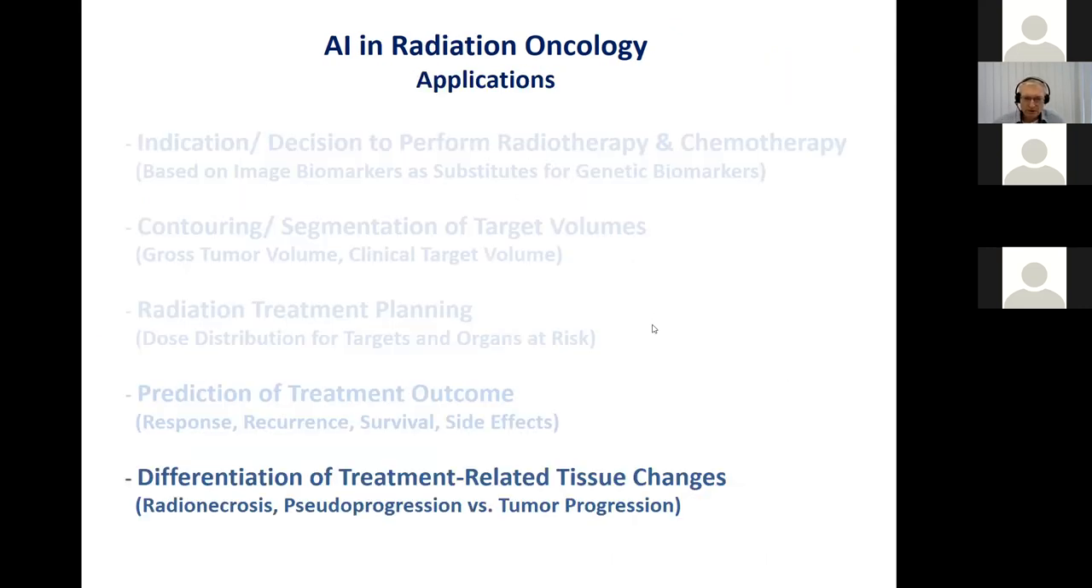Okay, now we come to the last point, that is differentiation of treatment-related tissue changes.